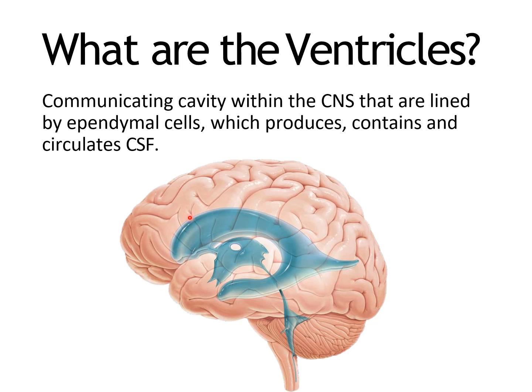Ventricles are the communicating cavities within the CNS that are lined by the ependymal cells, which produce, contain and circulate the CSF or the cerebrospinal fluid. As you can see, these are the empty structures which are present in between the CNS. So we are going to discuss that.